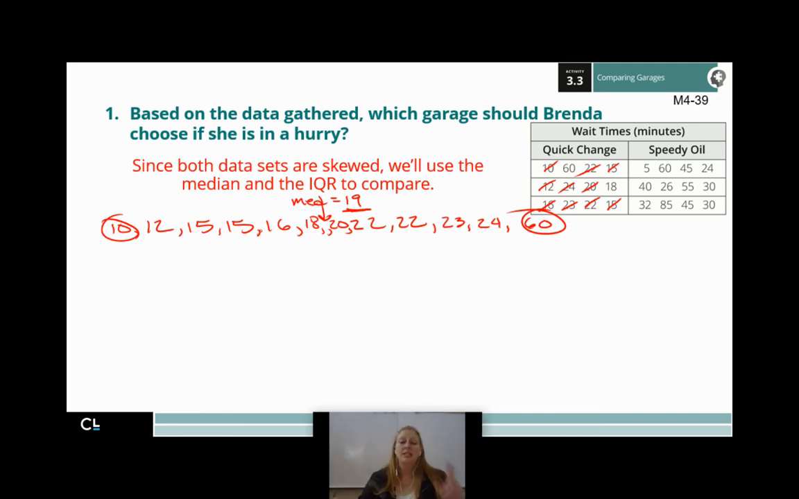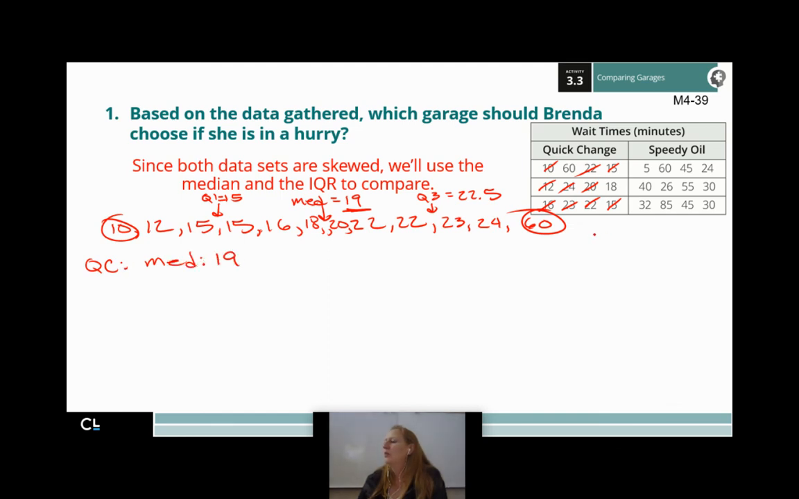Interquartile range means I need my quartiles. So it looks like the middle here then is going to be 15. So my first quartile is 15. That means then that my third quartile is going to be right here. So that's 22.5. So for quick change, my median is 19.